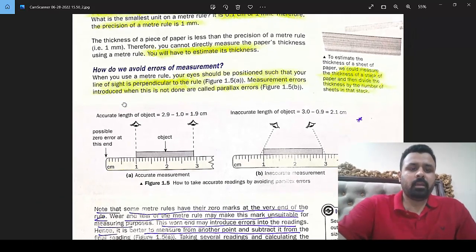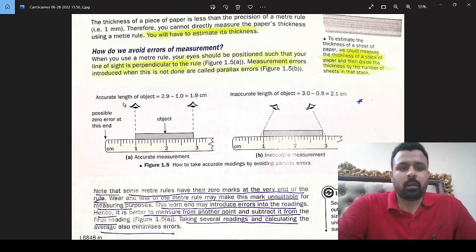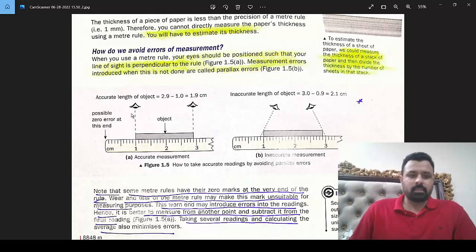Now if we want to take accurate readings and avoid errors, how can we do it? If we want to measure the length through a meter rule, then an important observation to consider is that your eye should be positioned such that your line of sight is perpendicular to the rule, as you can see in this picture. If we measure from a different angle, then the reading is not accurate. So this is the accurate measurement, this is the inaccurate measurement.